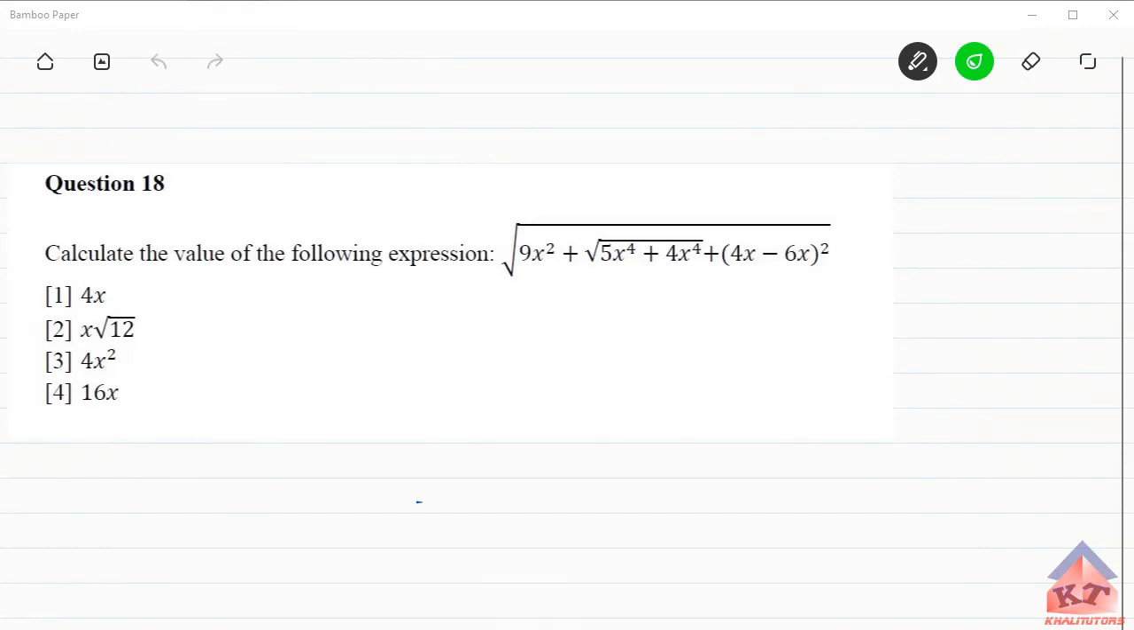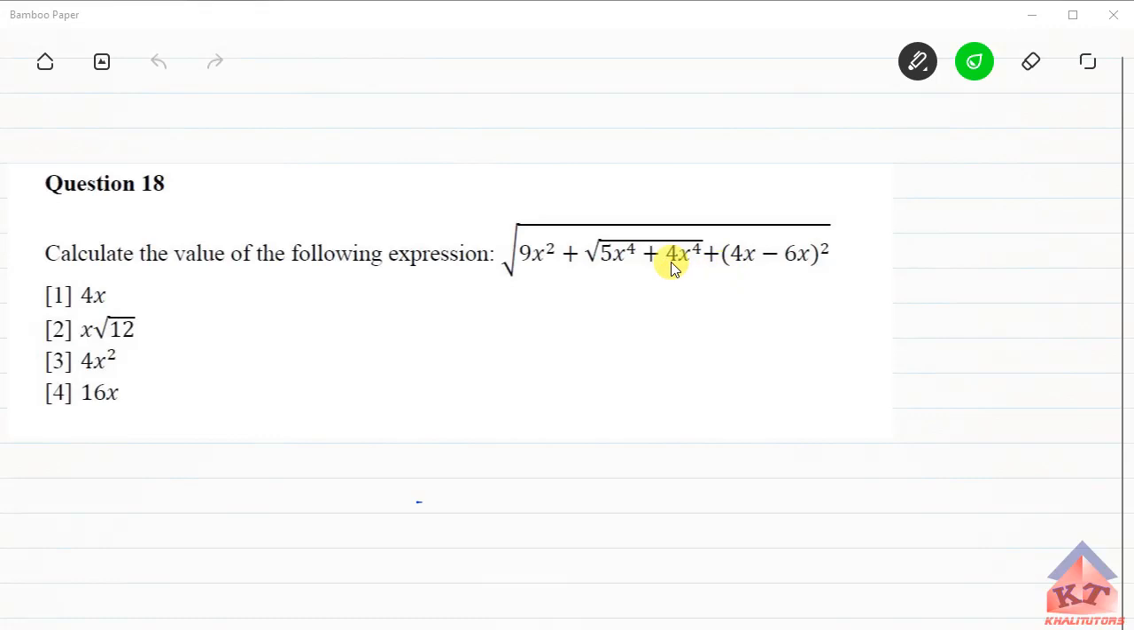So if you are given a problem like this, where you've got like 2 square roots or a square root and some numbers just underneath the square root, okay? The first thing you do is to simplify whatever is inside the particular square root, okay? So in this case, we are supposed to simplify this, okay? So there's not a lot that we can do with the 9x squared, okay? But there is a lot that we can do with the square root of 5x to the power 4 plus 4x to the power 4.